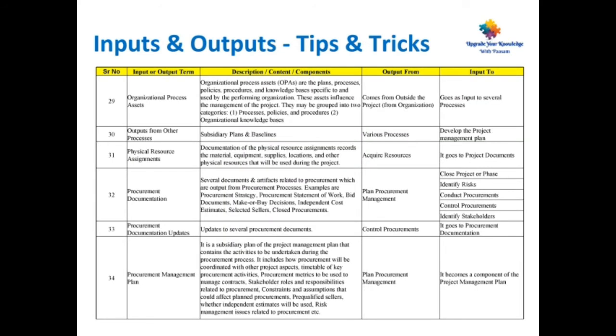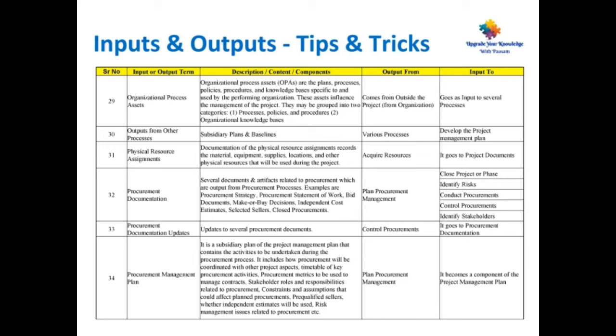Coming to the next slide, point number 29, OPA. Organizational process assets are the plans, processes, policies, procedures and knowledge base specific to and used by the performing organizations. This output comes from outside of the project, from the organization. Input goes to several processes.